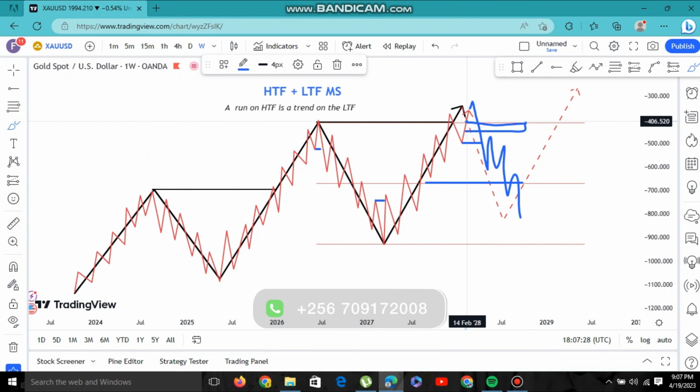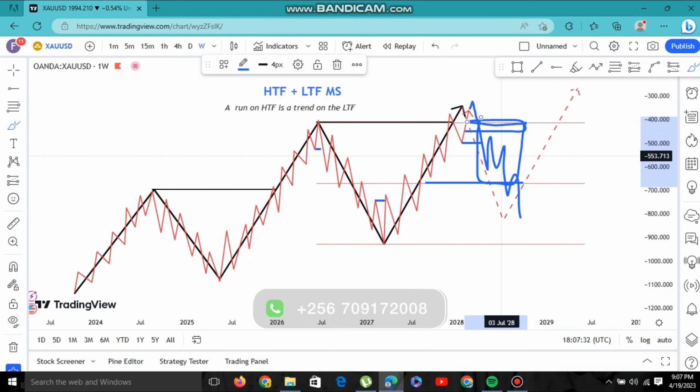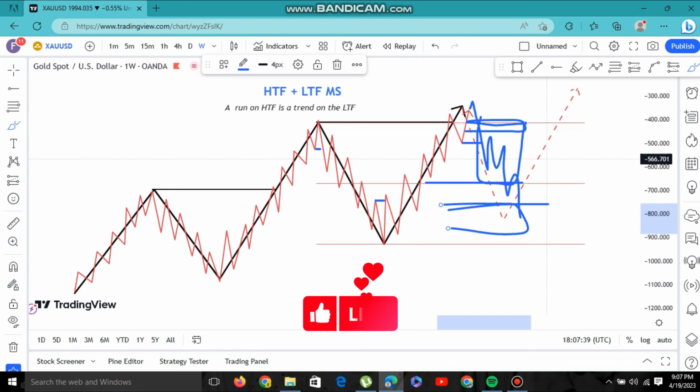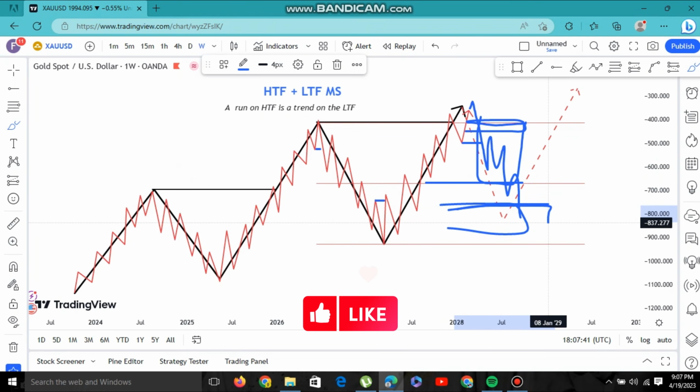Alright, so I'll be looking to sell here and then target the 50% of my Fibonacci. After that, I'll be looking for buys. Anything below the 50%, I'll be looking for buys. I'll try to look for buys here to shoot to the upside.